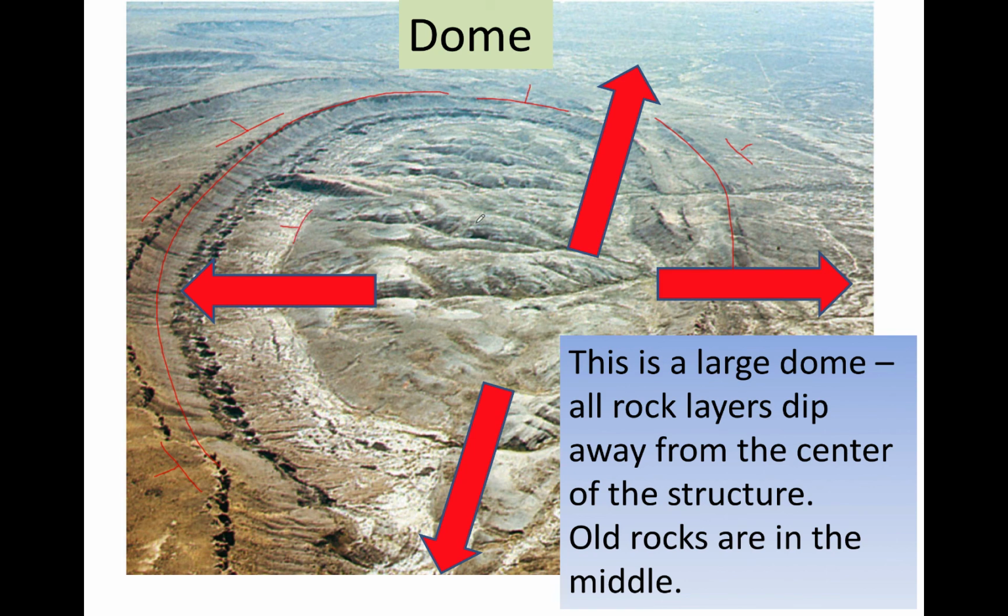And then in the center, we'll have the old rocks in the center, O for old, and the young rocks on the outside. And of course, the basin is reversed from that. All right, so that does it for basins and domes.